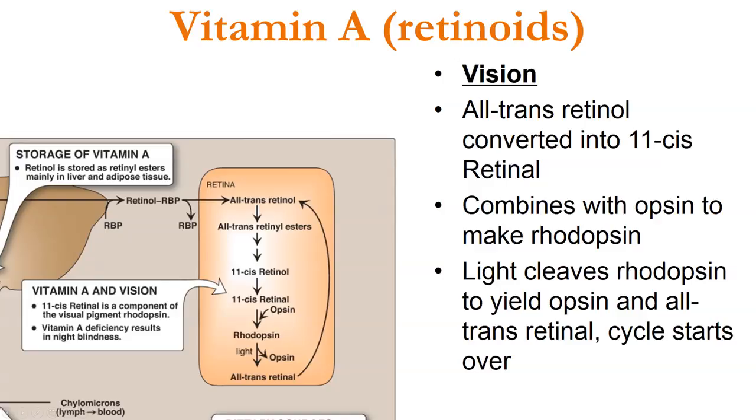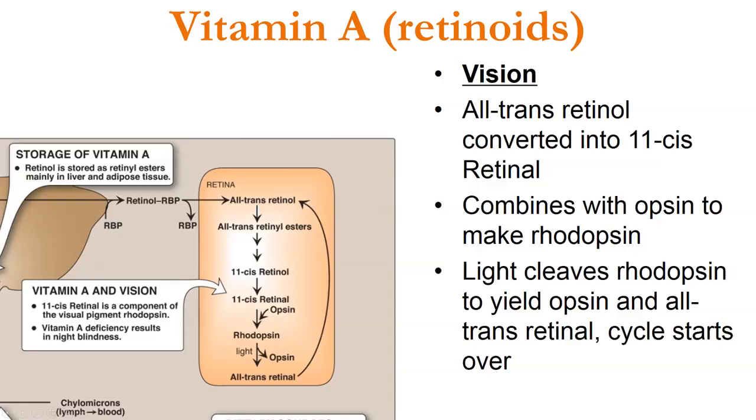And what ends up happening is this rhodopsin, light will cleave this rhodopsin and yield the free 11-cis retinol. Actually, it'll convert it back to all-trans retinal. So that's what the light does. It isomerizes this compound and yields the free opsin.